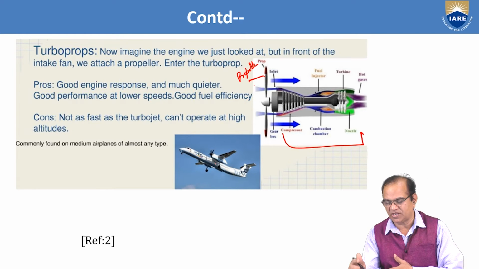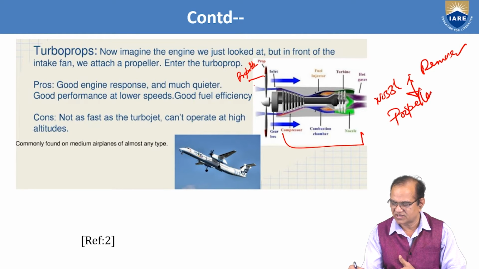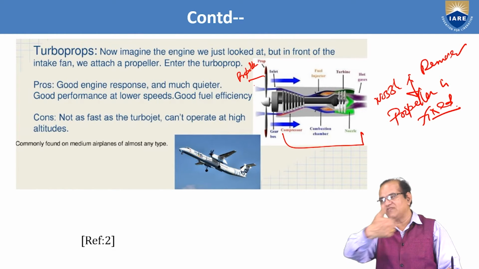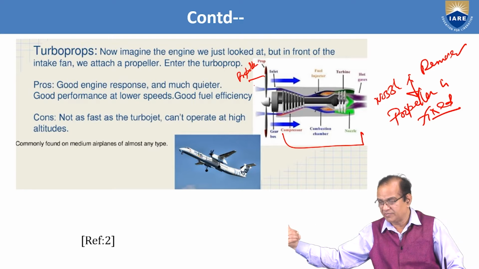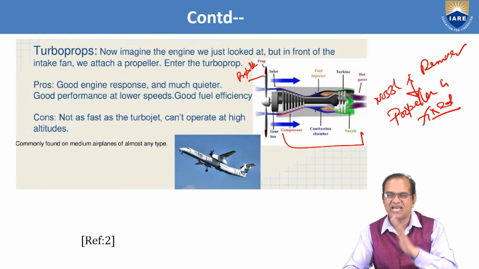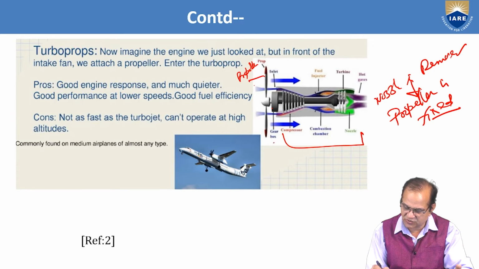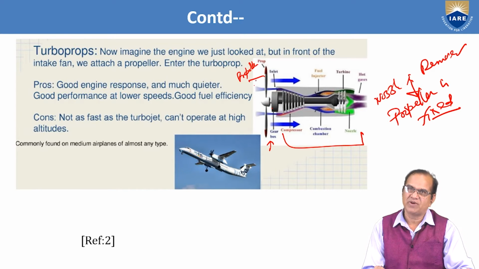Everything is the same except the nozzle is removed. In place of that, a propeller is fixed. This propeller sucks the air and pushes the air behind, and the aircraft moves forward. So the principle is the same, action and reaction, but here we need one gearbox. This is one gearbox which is not in the previous engine, so the efficiency is reduced, and also there is a propeller.